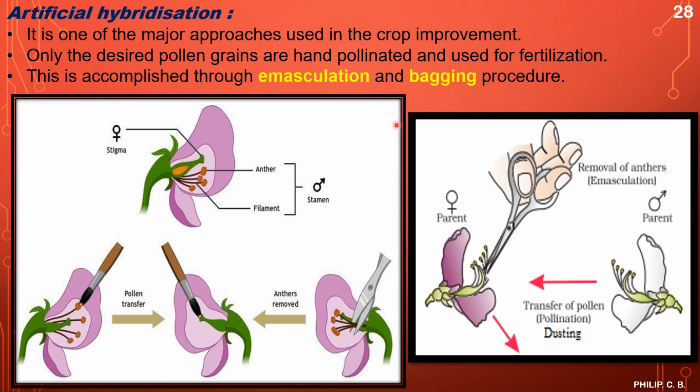So you can see the image over here: the stigma, anther, filament, stamen. Here the pollen is transferred, the anther is removed or cut, so that whichever one is required can be transferred. In another image you can see the parent after removal of the anthers by emasculation; the pollen grains of the new species or other parent are added by dusting.